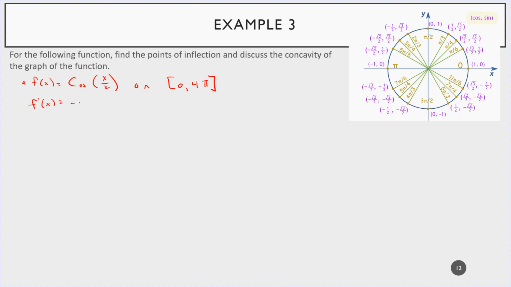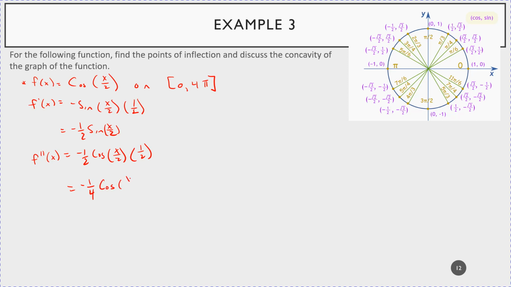The derivative of cosine is minus sine of x over 2, and then the derivative of the inside of the function here is 1/2. So this is -1/2 sine of x over 2. Then we take the derivative of this. So f double prime of x is going to be -1/2 times the derivative of sine, which is cosine of x over 2, and then the derivative of the inside, again, is 1/2. So the second derivative here, 1/2 times 1/2, is -1/4 cosine of x over 2.